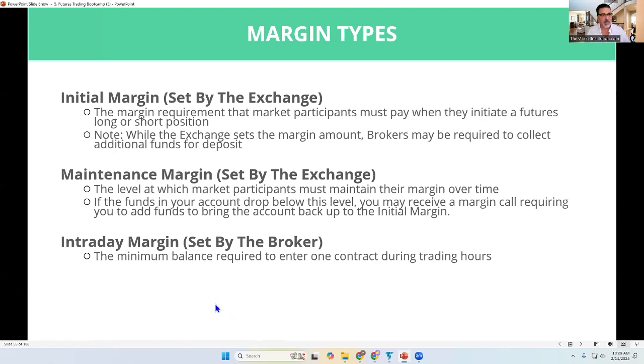Intraday margin is set by the brokers, and there is a wide variety of intraday margin requirements. It's the minimum balance required to enter one contract during the trading hours. Now, sometimes the trading hours will vary depending on the broker or proprietary prop firm that you're going to use. So make sure you look into the rules and guidelines of each one of the firms you're looking at if you're going to do any proprietary trading. I strongly encourage you, if you're still learning futures, get involved with a prop firm. Okay, don't put your own capital at risk at this point.